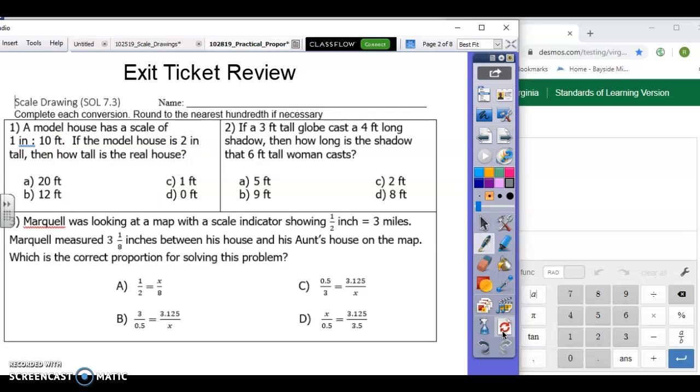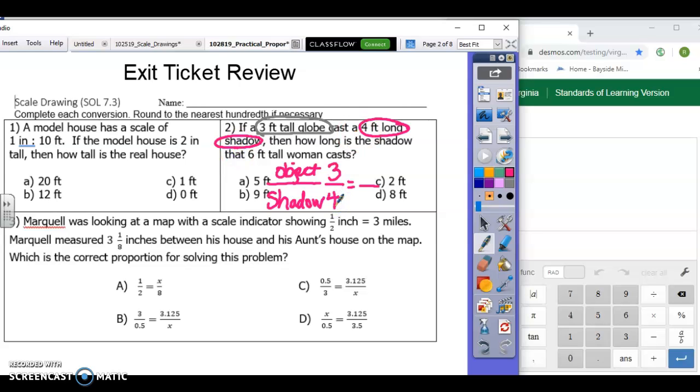All right, number 2. If a 3-foot tall globe casts a 4-foot long shadow. So the question has the unit feet for both, but one is talking about a shadow and one is talking about the actual object. So I'm going to use the words object and shadow. That's how I'm going to tell the difference between the 2 feet. So the first one is the object is a globe, so that's 3 feet, and the shadow, if you look right here, is 4 feet.